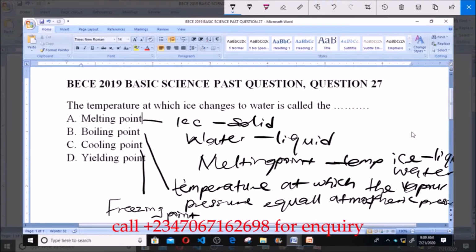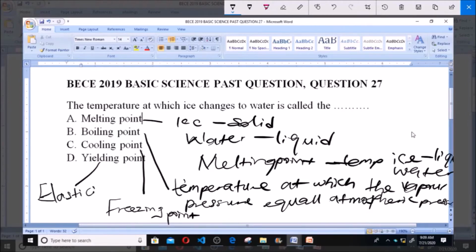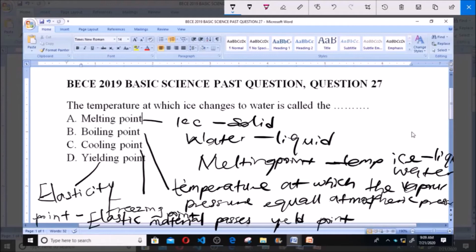Then yielding point on the other hand deals with elasticity. It is an elastic property. It is the point where an elastic material begins to break. Once an elastic material passes the yield point, it begins to break and loses its elasticity completely.